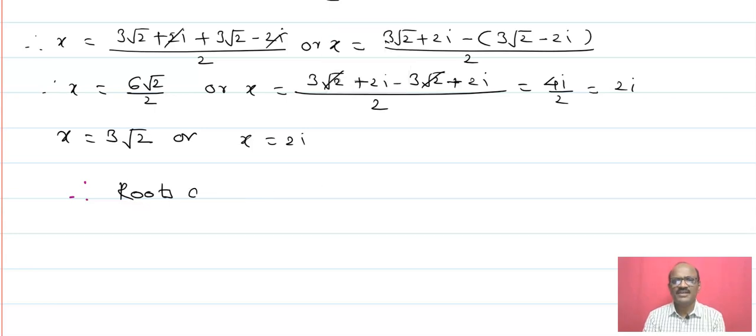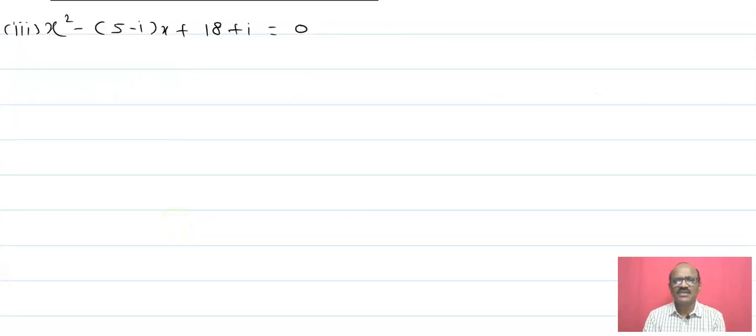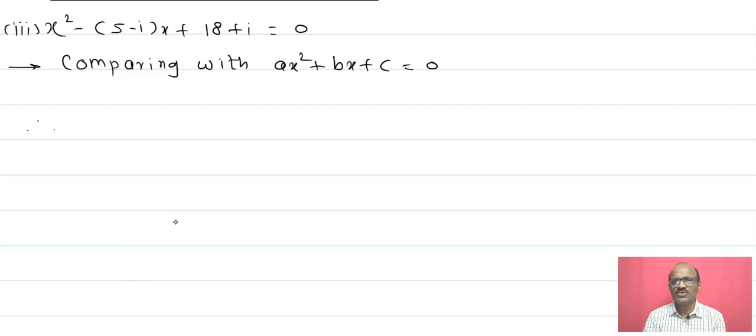Therefore, I am writing again, the roots are 3 root 2 or 3i, in the square bracket. Now the third problem: x square minus (5 minus i) x plus 18 plus i is equal to 0. Comparing with ax square plus bx plus c is equal to 0, here a is equal to 1, b is equal to minus 5 minus i, c is equal to 18 plus i.